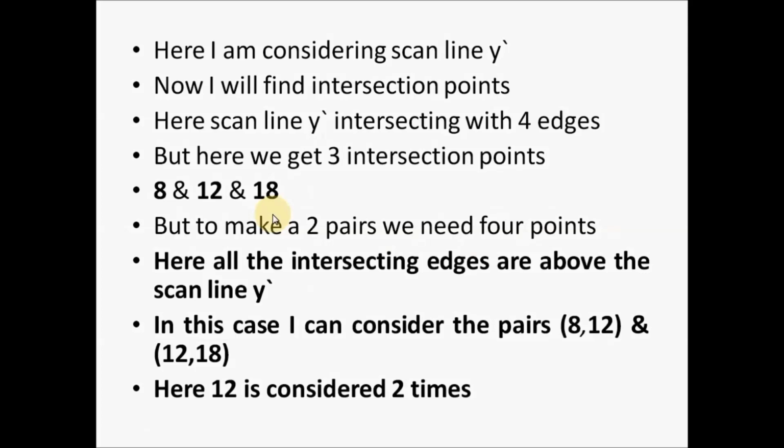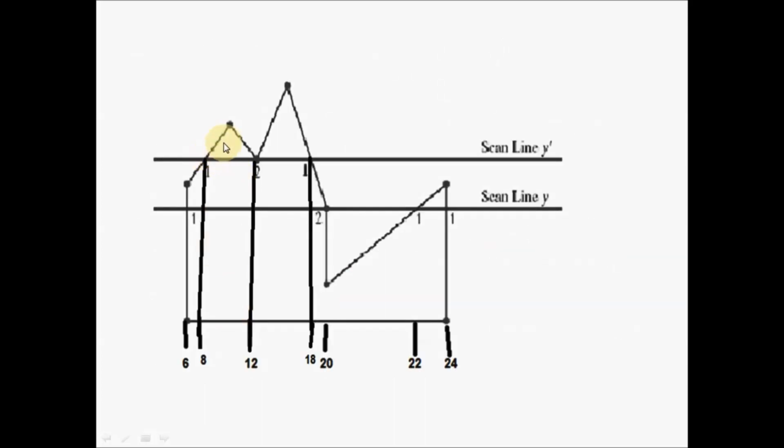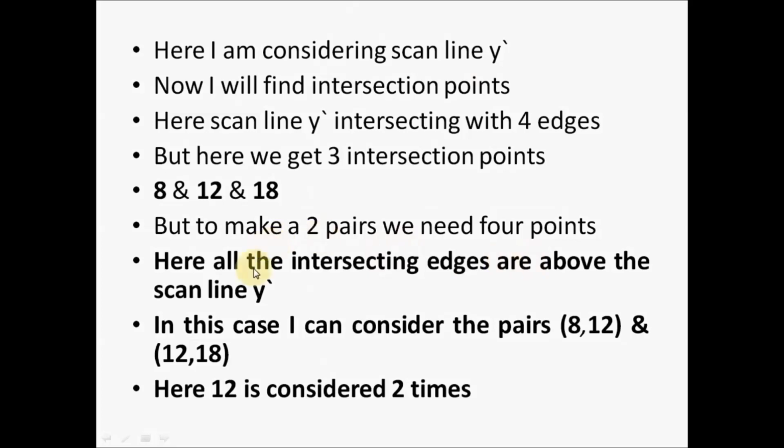One thing you have to observe here: all the intersecting edges are below the scan line. See, this first edge is below scan line y dash, second edge is also below the scan line, third edge is also below the scan line, fourth edge is also below the scan line. All these 4 edges are below the scan line, and you can observe that the number of edges is also even, 4 edges.